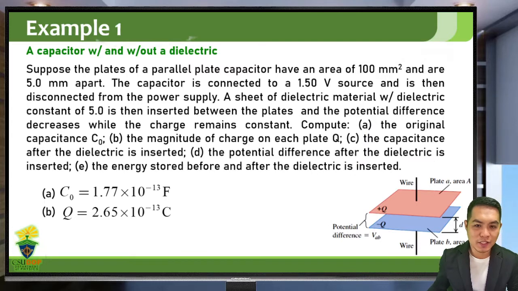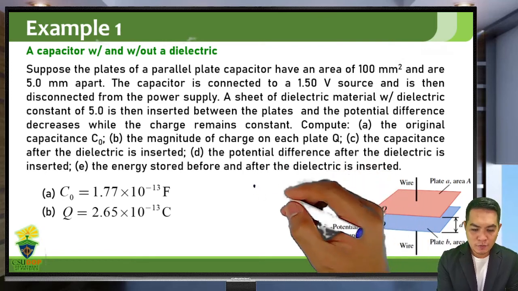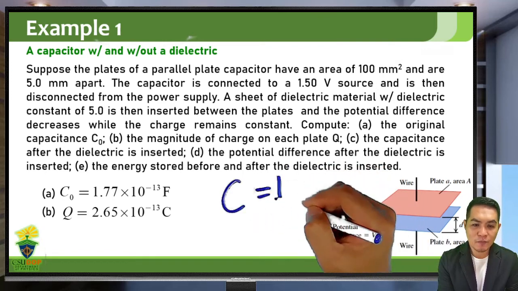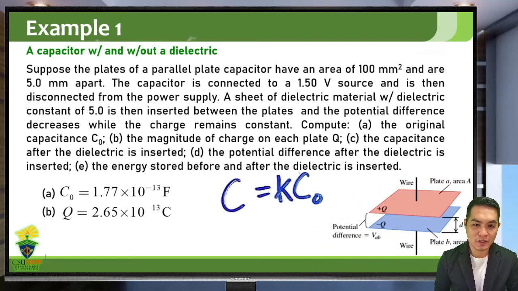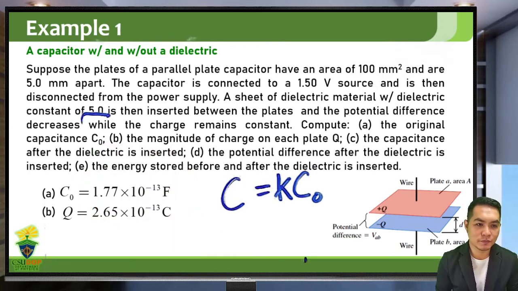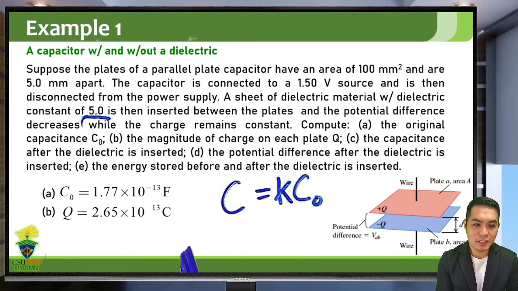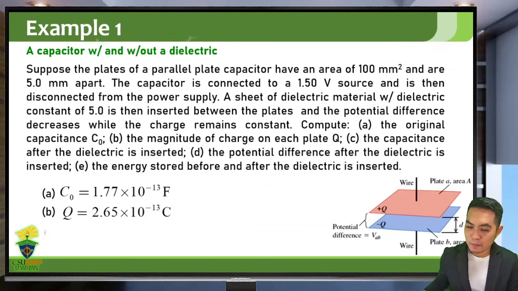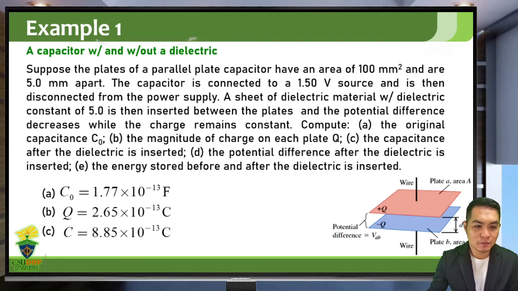So let's now go to letter C. The capacitance after the dielectric is inserted. For letter C, the new capacitance will now be the dielectric constant times the original capacitance. K here is 5, so this is our dielectric constant. Therefore, you multiply our result in letter A by 5, and 1.77 times 5 gives you 8.85 times 10 to the negative 13 farads.